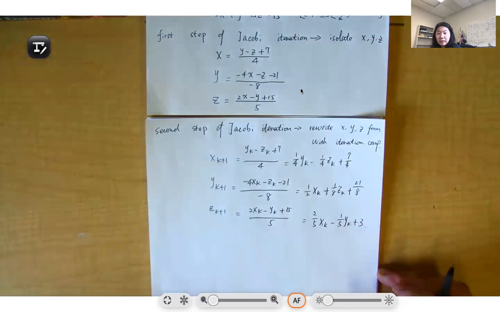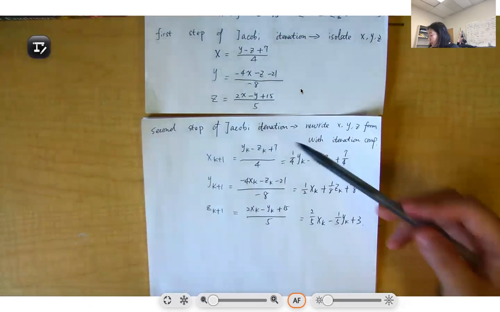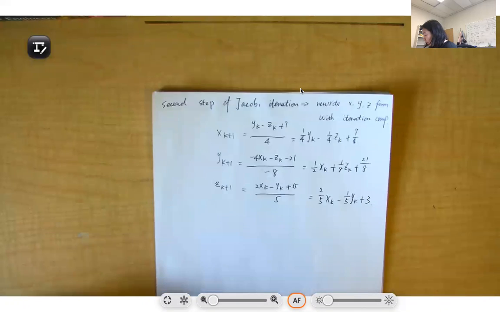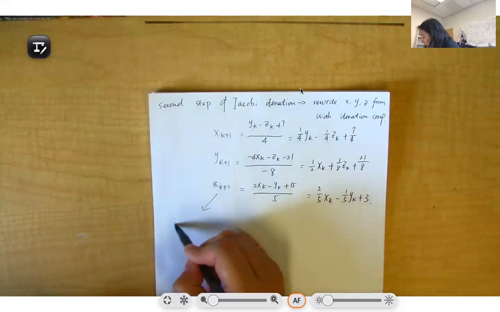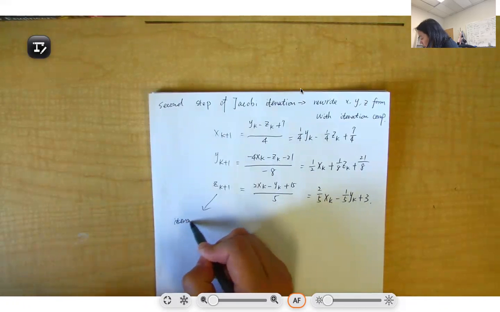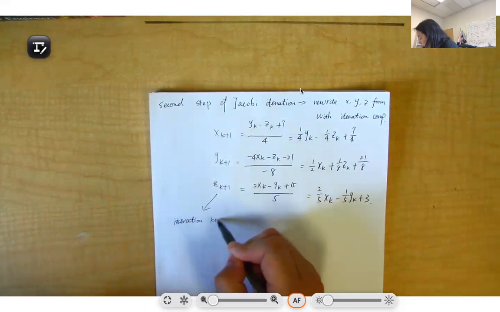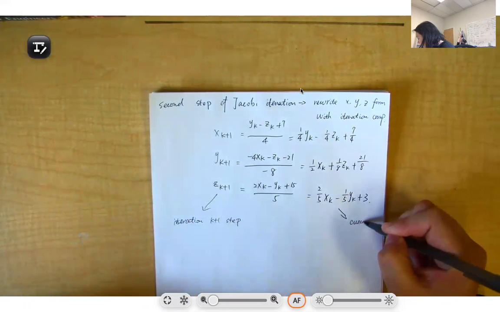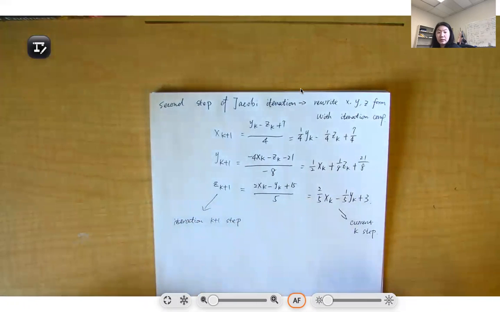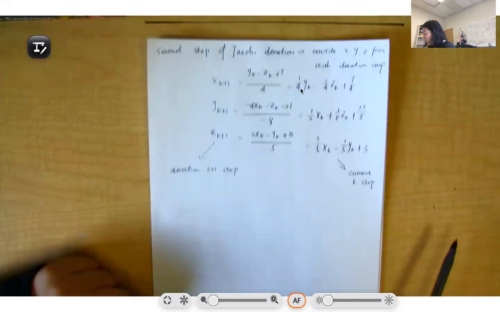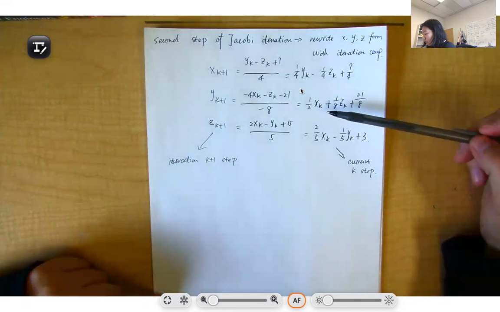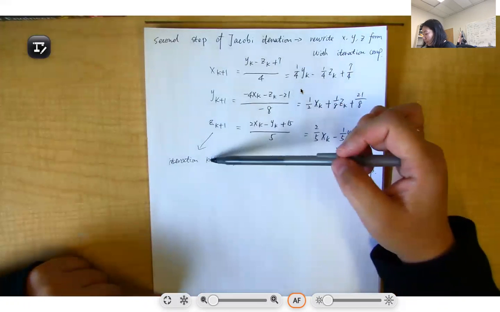Okay, so this is a new form for xyz, but in an iteration format. And what you can do is say this is the iteration step, which is the k plus 1 step, and this is your current step, which is the current k step. So you can use it in a loop, looping out the current value to the iteration k plus 1 x value.